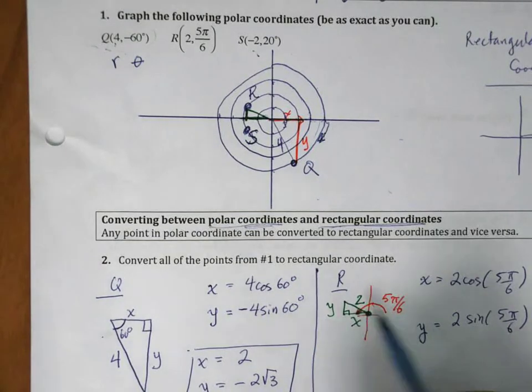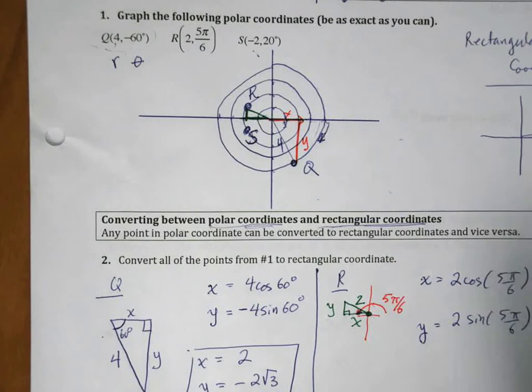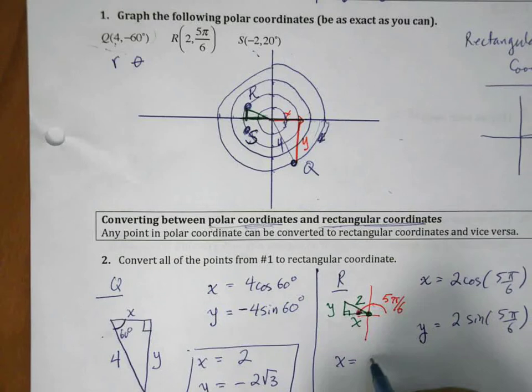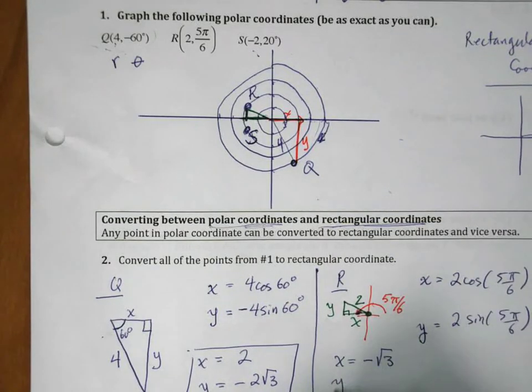So this comes out to be, remember, cosine of 5 pi over 6 is negative root 3 over 2. So this becomes negative root 3. And then sine of 5 pi over 6 is 1/2, so this is 1. Okay, so these are my coordinates for R. Oops, I should move this up.